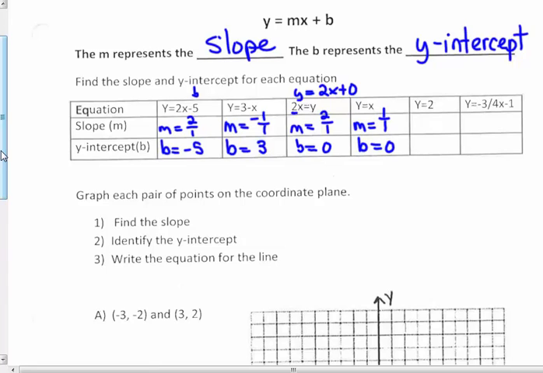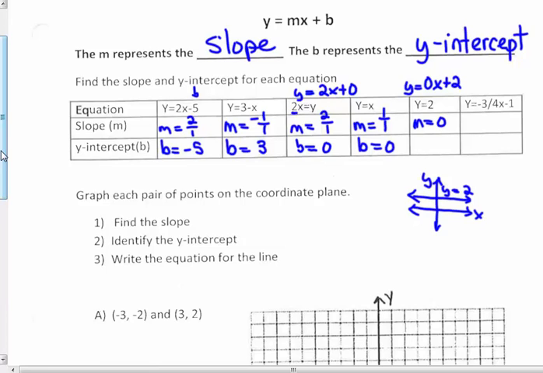Y equals 2 does not have an x term in it. Y equals 2 is a horizontal line, and it looks like this, the line y equals 2. If I remember from our lesson the other day, a horizontal line has 0 slope. So this is like the equation y equals 0x, which we would not write. 0 times x is just 0, plus 2. So my slope here is 0.